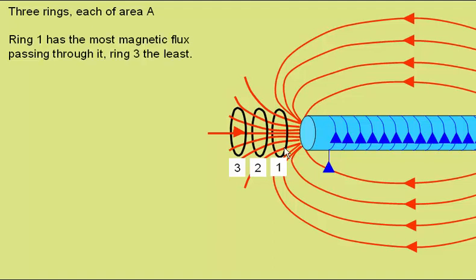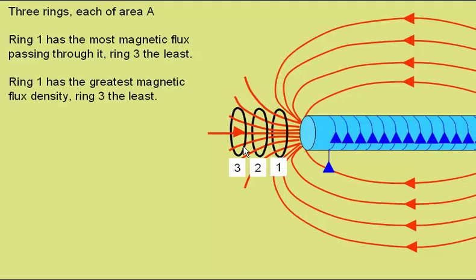Ring 1 has the most magnetic flux passing through it, with 5 field lines passing through it. Ring 3 has the least magnetic flux, only 3 field lines pass through it. Ring 1 has the greatest magnetic flux density, being magnetic flux divided by area. Ring 3 has the lowest magnetic flux density.